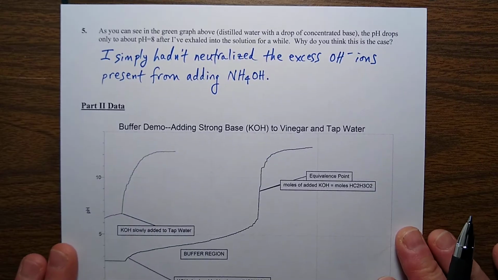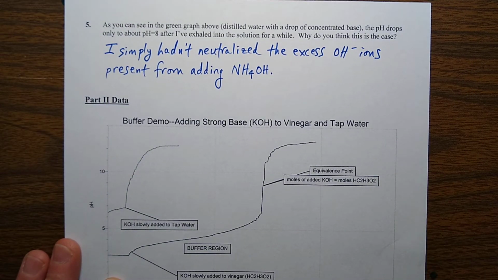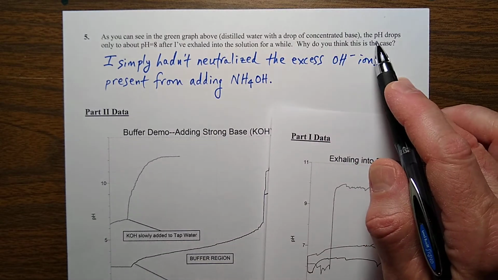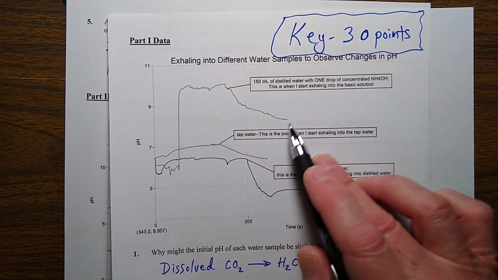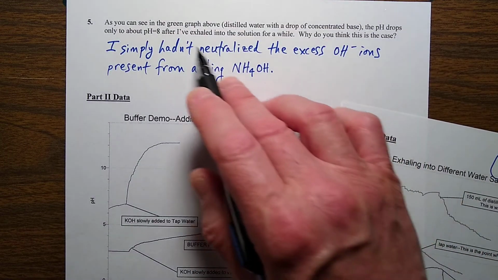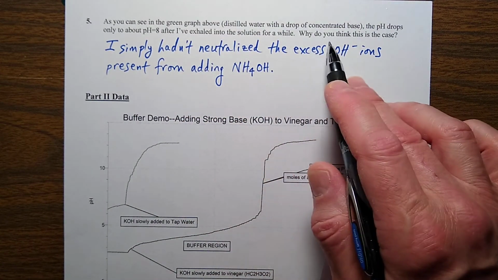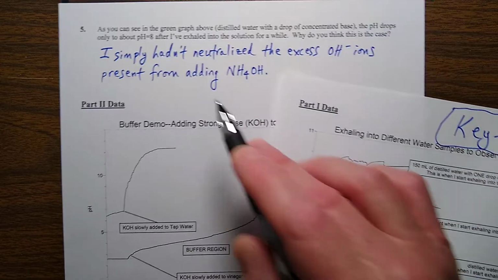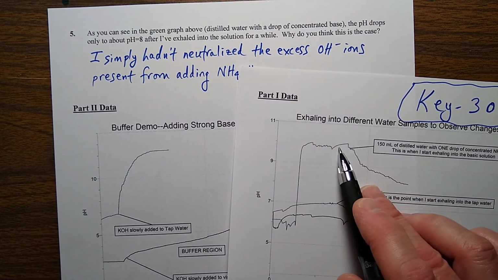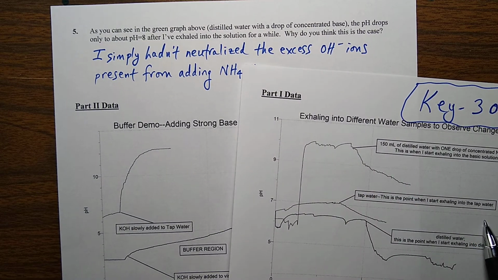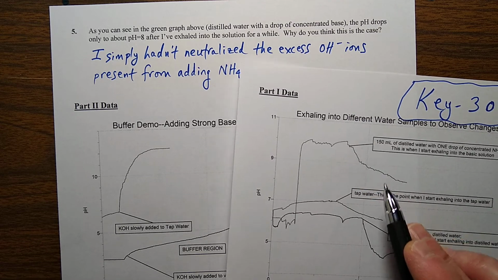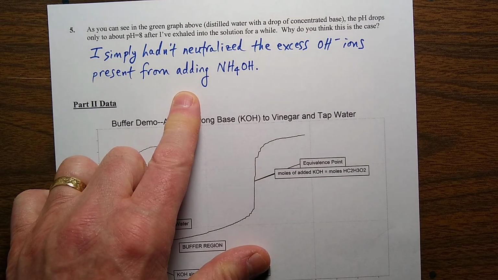Number 5, I asked you, as you can see in the green graph, well, this is a black and white, but in this graph here, the pH drops only to about pH 8 after I exhaled into it for a while. Why is that? It's simply because I didn't neutralize all the OH. There was a lot of hydroxide in the solution, and I could have neutralized it all the way down to pH 7 if I had kept exhaling, but I stopped. There was excess hydroxide present.